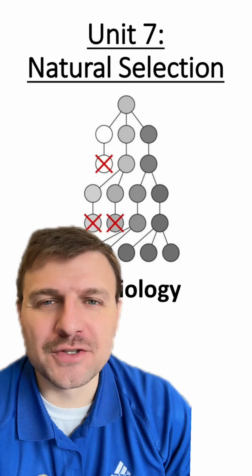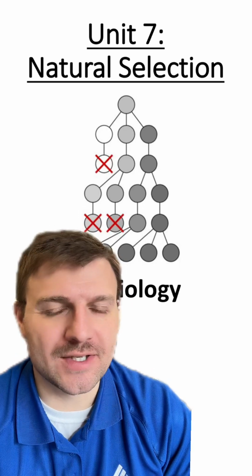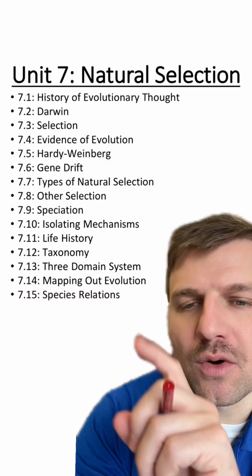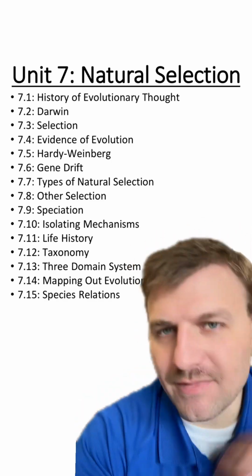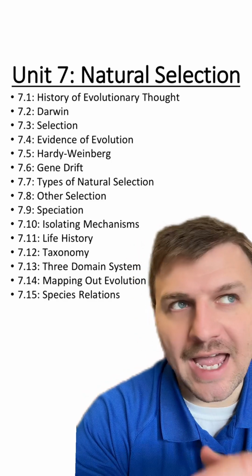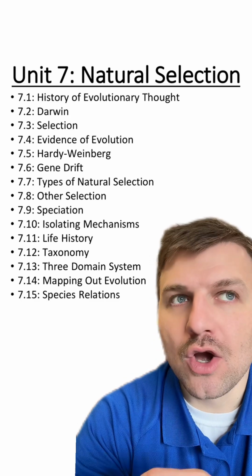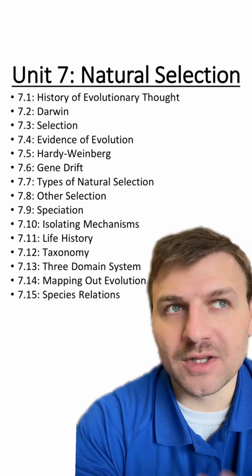Hello AP Biology students, let's go over the 14th section in Unit 7. In this section, we're going to continue our talks about taxonomy. We're going to start mapping out evolution. We're basically going to be looking at how we show how close or how far away two species are related to each other.